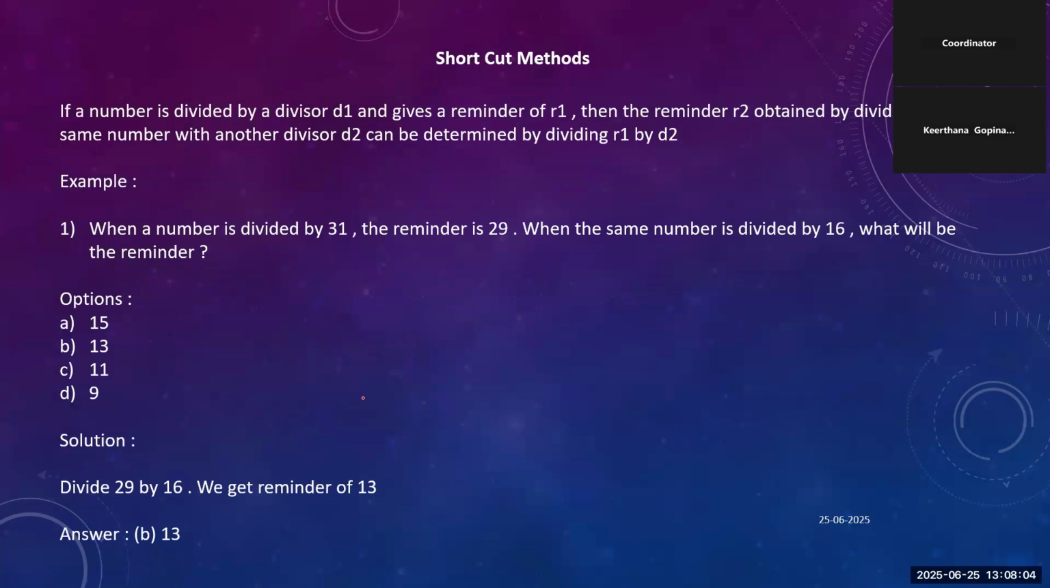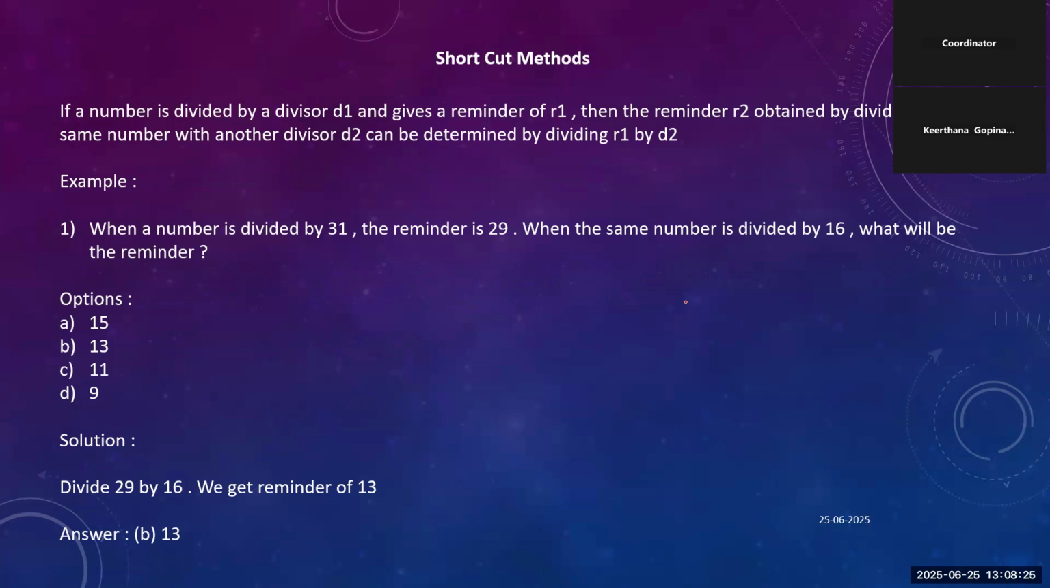Now this is another one. If a number is divided by divisor D1 and gives a remainder of R1, then the remainder obtained by dividing the same number by another divisor D2 can be determined by dividing R1 by D2. We'll go through the problem, and once you do, you'll understand this concept.